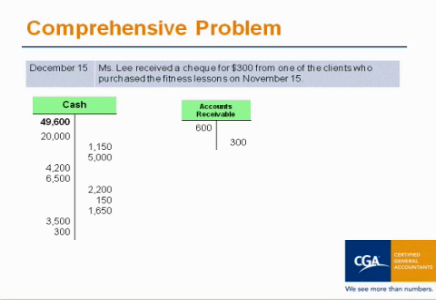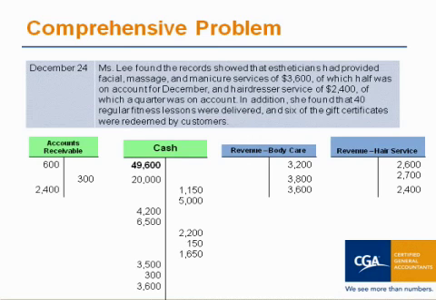Now on December 15th, Ms. Lee received a check for $300 from one of the clients who had purchased a fitness lesson on November 15th. So they're actually paying what they owe. So we're going to debit our cash account by $300, and we will credit our accounts receivable and bring that asset account down by $300. So in essence, we're exchanging one asset for another for the amount of $300.